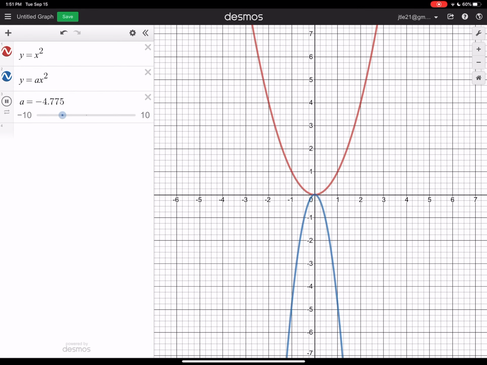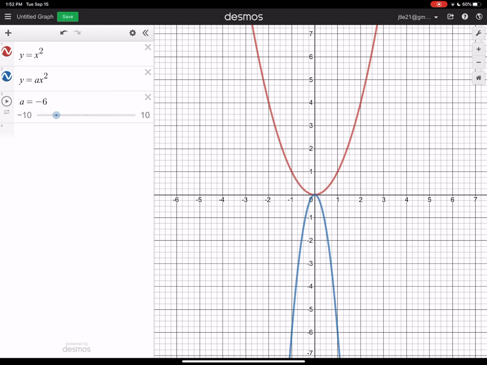One more thing to poke at. Let's say A was negative 6. Clearly there is a reflection because it's upside down now, right? Now, is that blue graph more narrow or wider than the red graph? Think about that. Press play when you're ready. This graph, although reflected, it's still more narrow than the red graph.